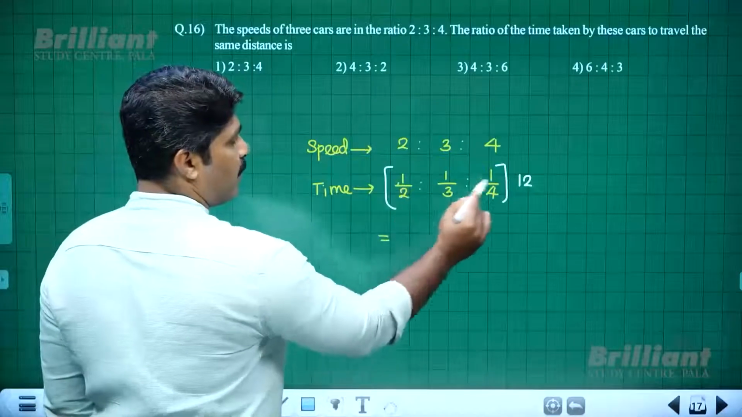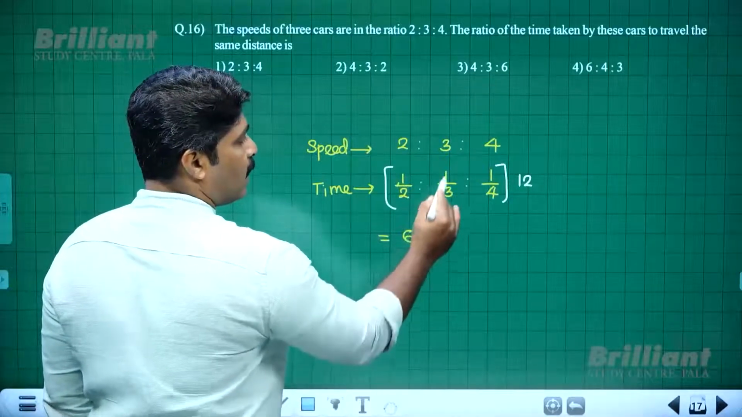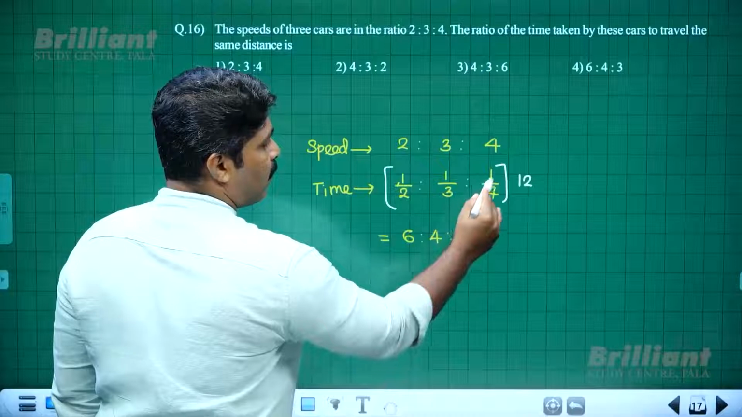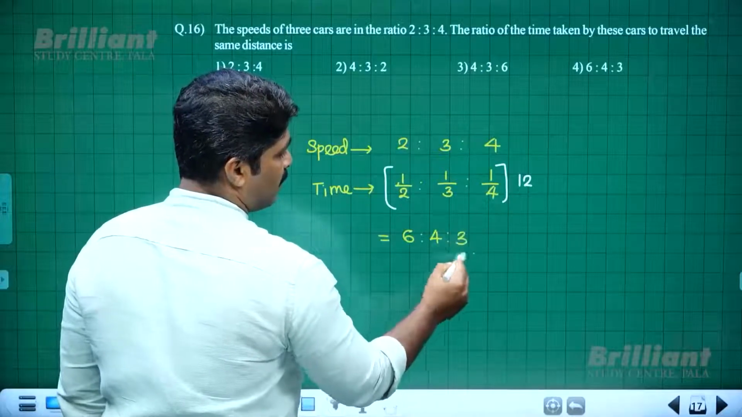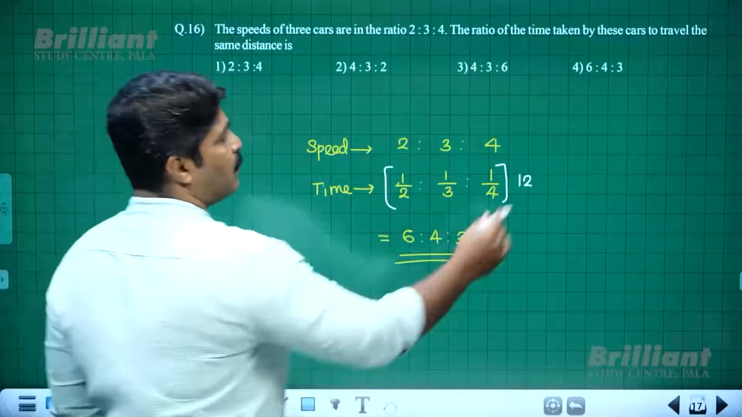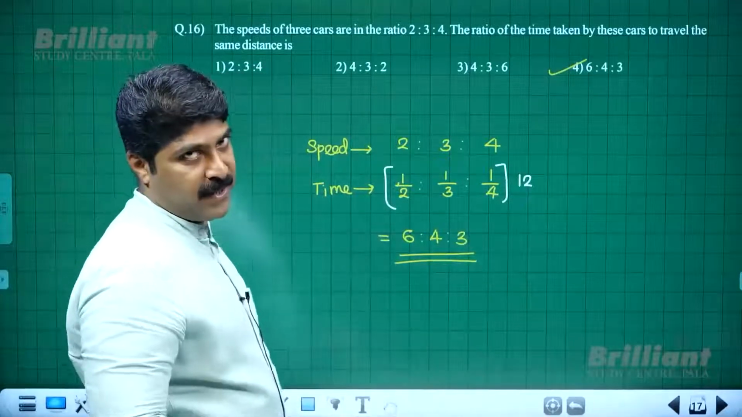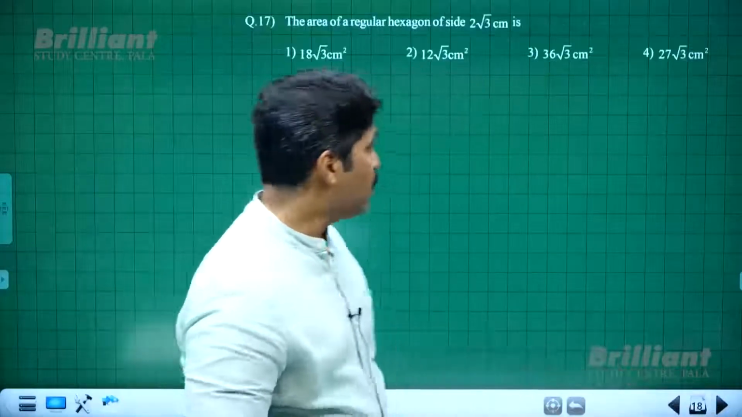So this is equal to 1/2 of 12, that is 6. 1/3 of 12, that is 4. 1/4 of 12, that is 3. So here the answer is 6:4:3. That's a direct conversion. Okay, then the next question.